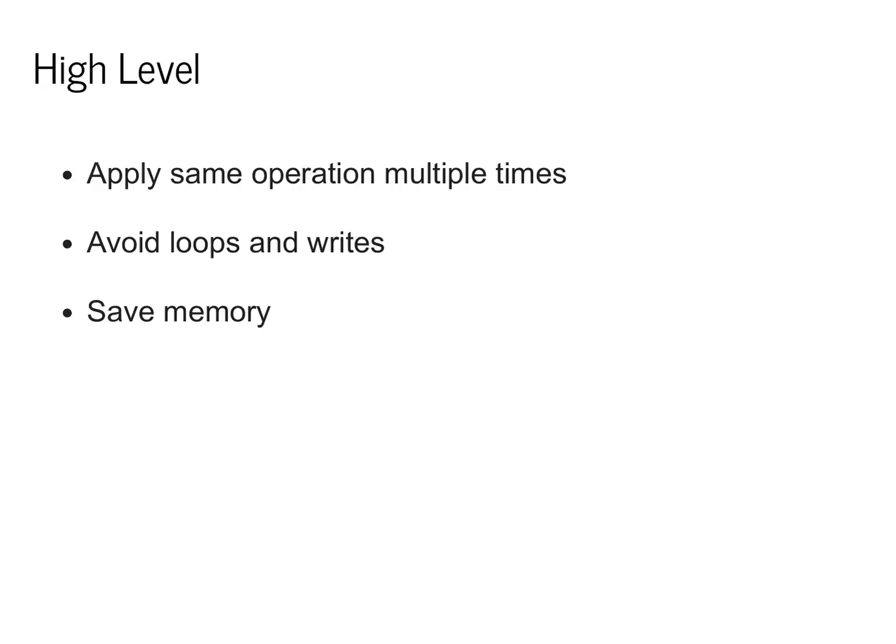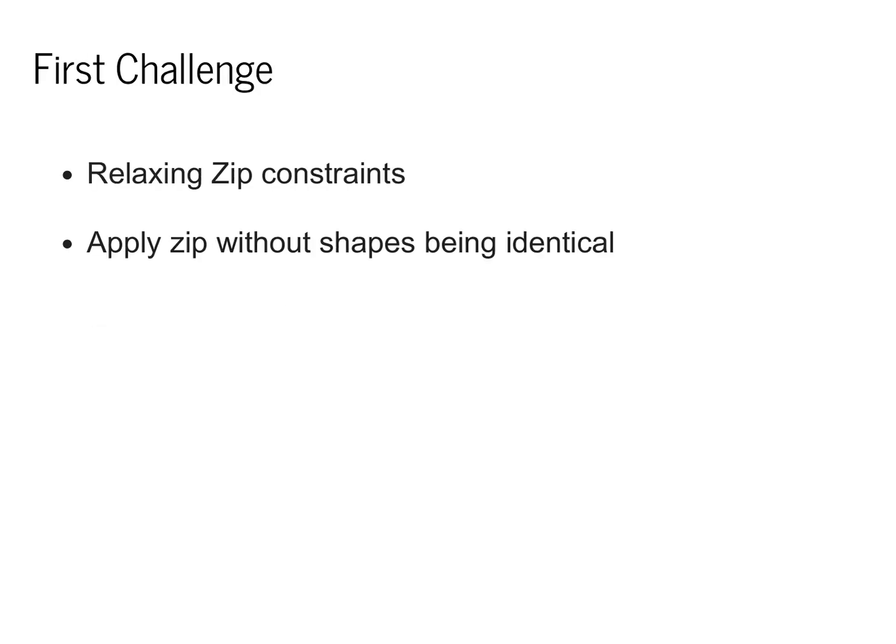The main idea behind broadcasting is that we're going to avoid writing loops by making it easier to apply certain operations many different times. We're going to do this by using a certain convention that allows us to save memory in our underlying code. The simple way to think about broadcasting is it's going to apply to zip-based operations. So far, we've assumed that zip could only apply to tensors with the same shape, but we'd like to apply zip in cases where the shapes are not identical.